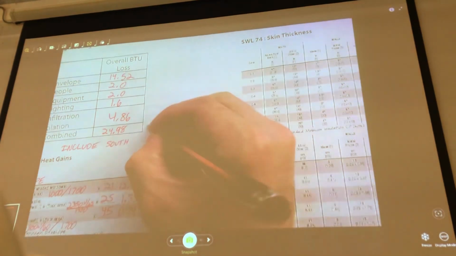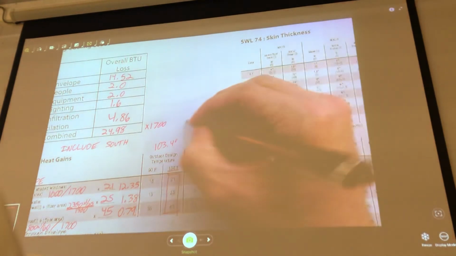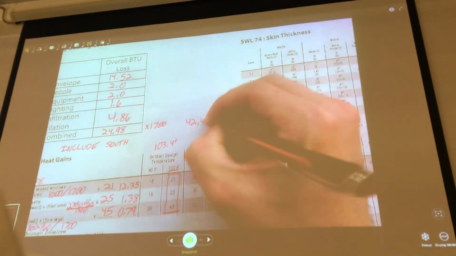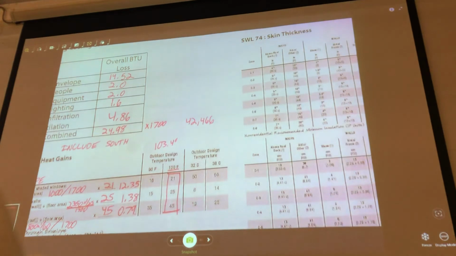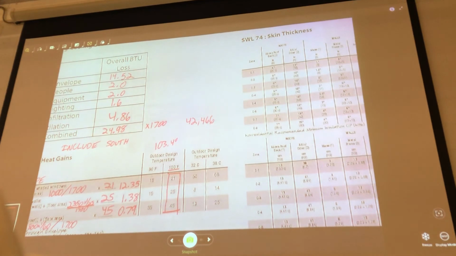If I multiply that by my overall square footage, I'm going to have about 42,466 BTUs. 42.5. That is ridiculous for a 1,700 square foot building. Realistically, for today's age, you should probably be around 15 BTUs per square foot. Realistically.